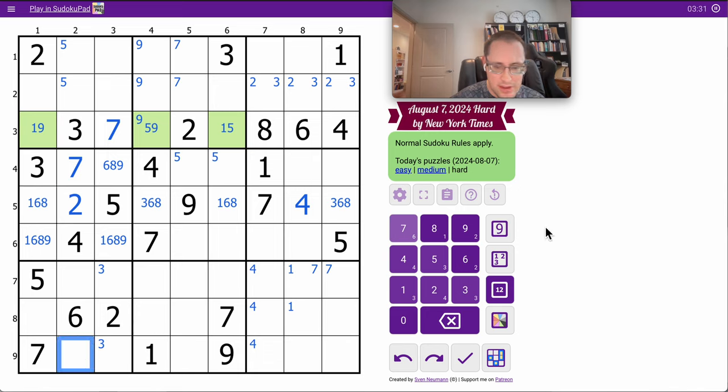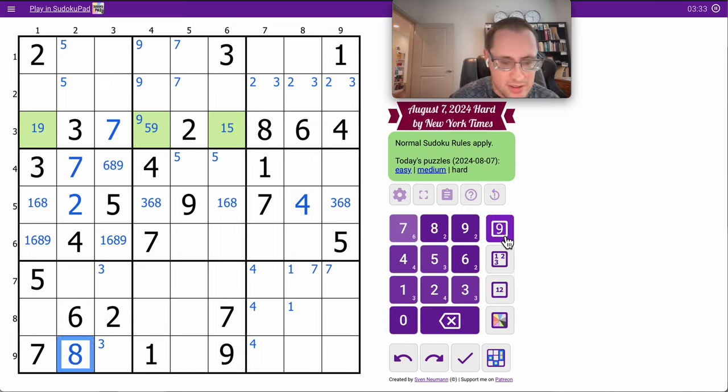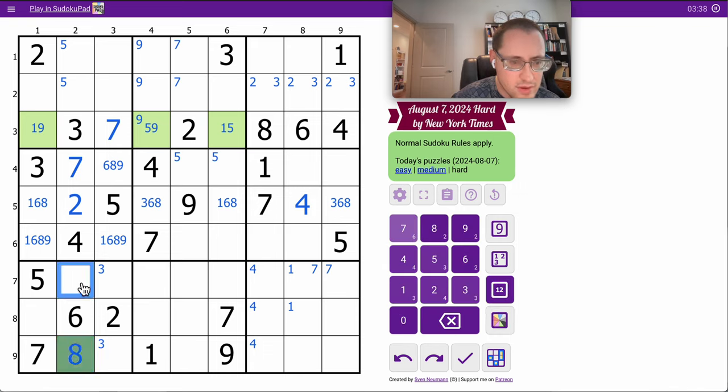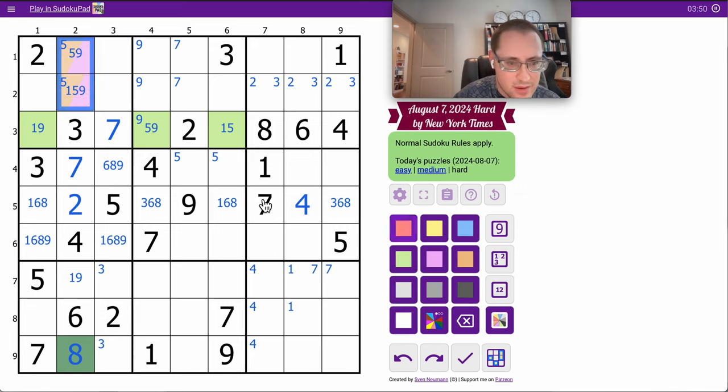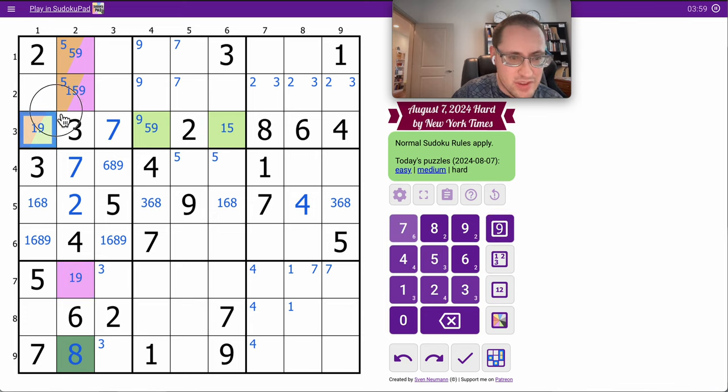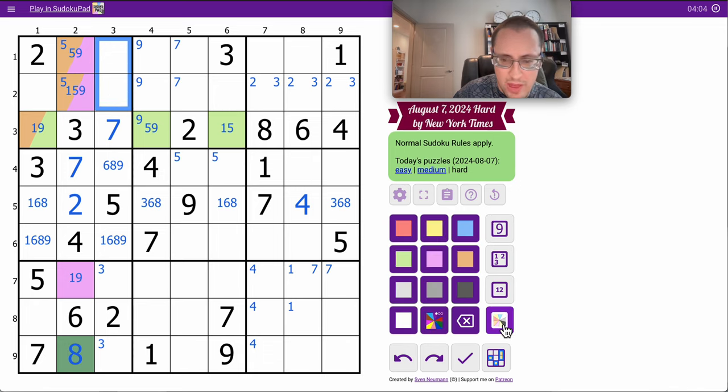2, 3, 4, 6, 7. I need 1, 5, 8, and 9. That one is only 8. It sees all the other digits. Okay, so this is 1, 9. That's 5, 9, and that one can be any of them. Oh, cool. Well, what I'm also doing is marking the orange triple because this is 1, 5, 9, and therefore 4, 6, 8 fall that way.